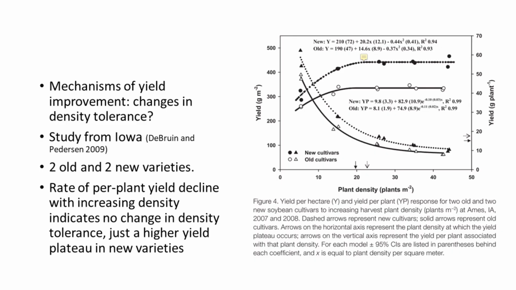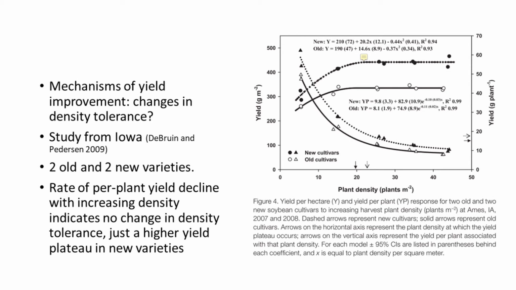That third avenue of yield improvement is improvements in density tolerance, essentially allowing higher seeding rates of soybean, increasing yield per unit land area, not necessarily yield per unit plant. Okay, so I could not find any density tolerance measurements in Ontario soybean, but the closest location that I did find data was from Iowa in a study by Jason DeBruin.